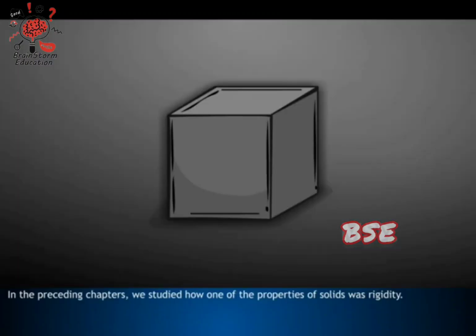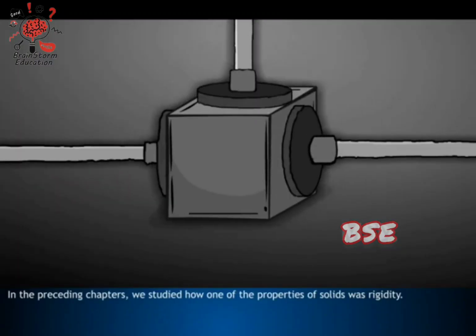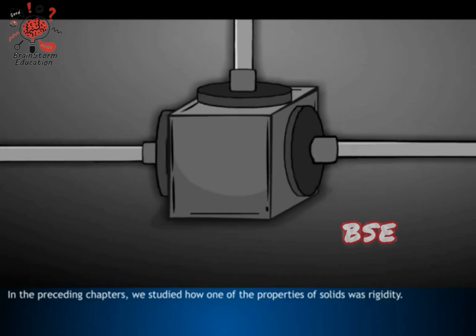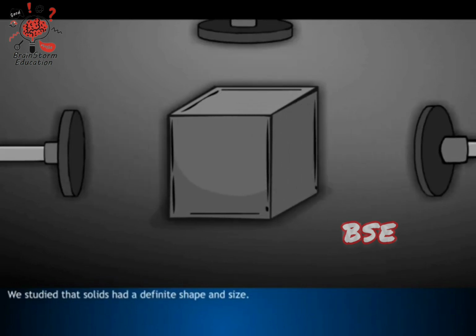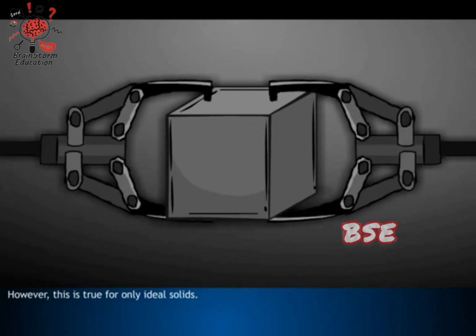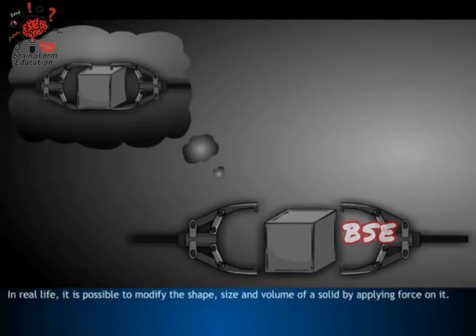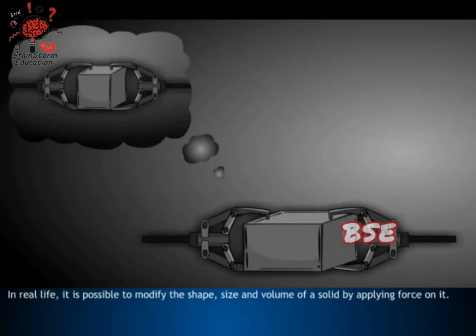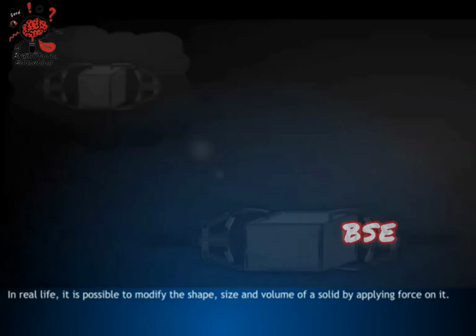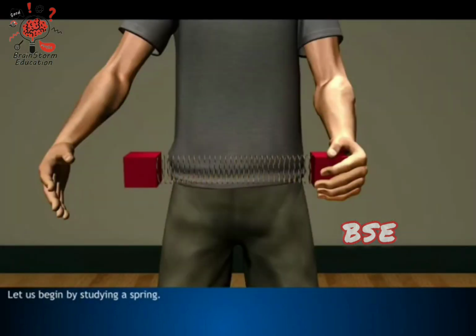In the preceding chapters, we studied how one of the properties of solids was rigidity. We studied that solids had a definite shape and size. However, this is true for only ideal solids. In real life, it is possible to modify the shape, size, and volume of a solid by applying force on it. Let us begin by studying a spring.